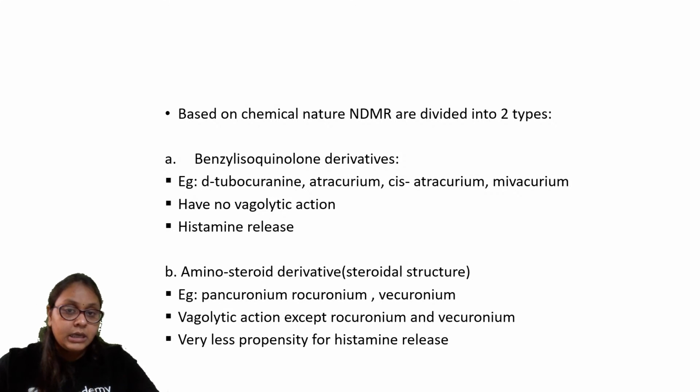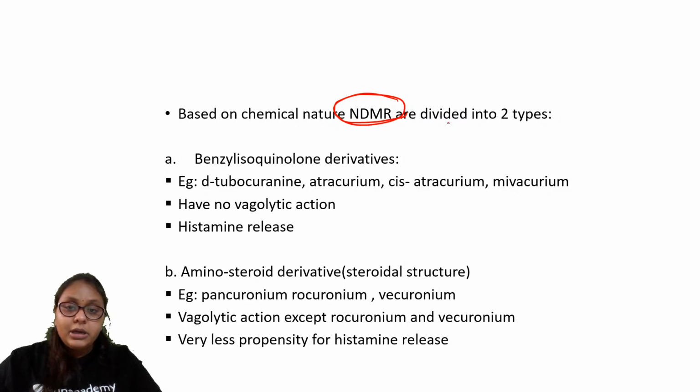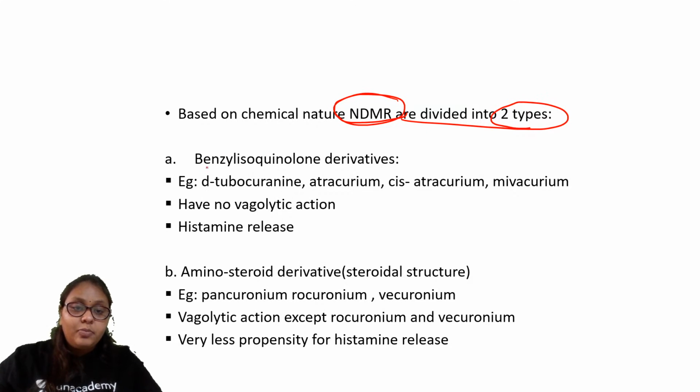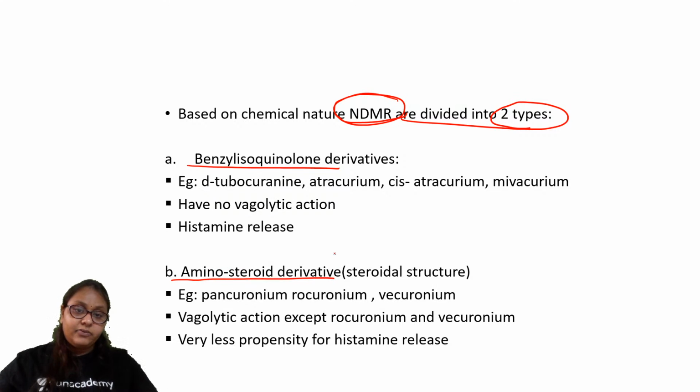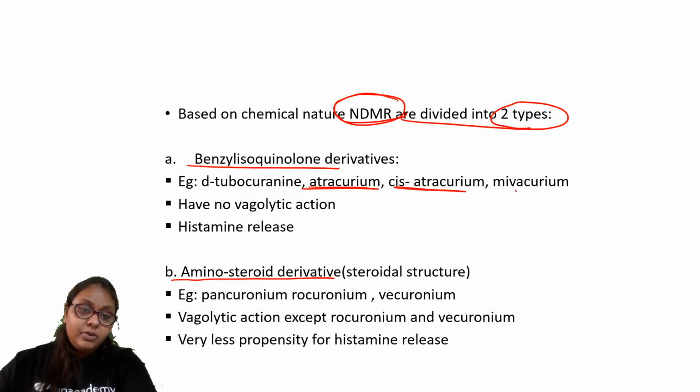Okay, so that was depolarizing muscle relaxants. Now coming to the non-depolarizing muscle relaxants. These are also of two types. One is benzyl isoquinolone, and the other is amino steroid derivatives, which are steroidal in nature. Benzyl isoquinolones are the ones which we are using, like atracurium, cisatracurium, mivacurium. These are the benzyl isoquinolone derivatives.